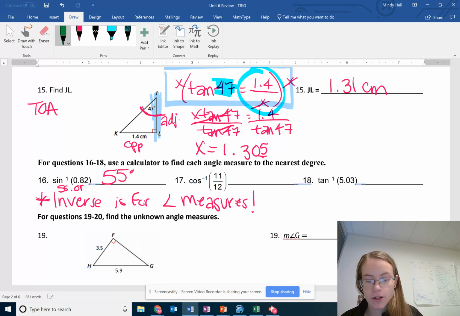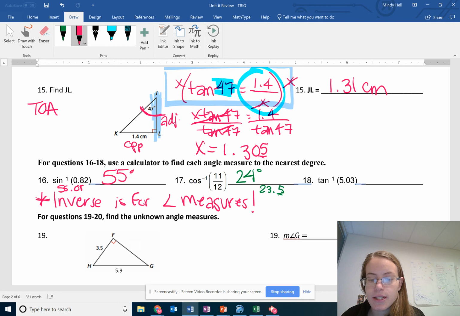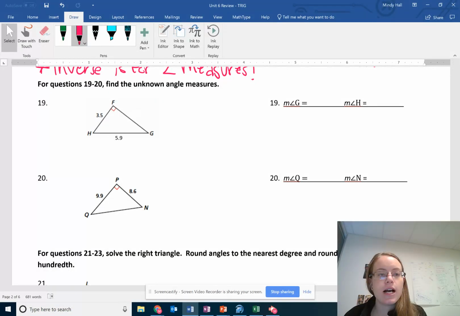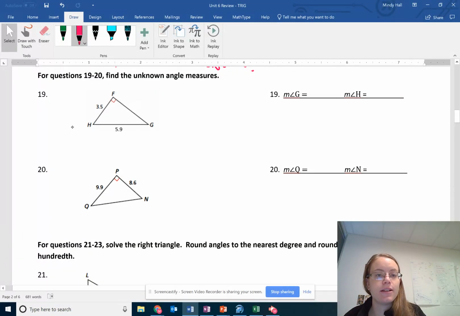Okay. For inverse cosine of 11 over 12, again, you can type it in exactly as you see it. You don't have to do anything fancy. Don't give me decimals. Just type the fraction. And that gives me 23.55. So because we have that 23.5, it tells us to round up to 24 degrees. And then for tangent of 5.03, it is 0.08. So because we're rounding, again, nearest degree, it is going to just be 1 degree, which is teensy tiny.